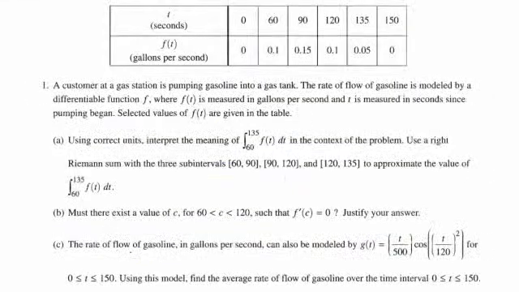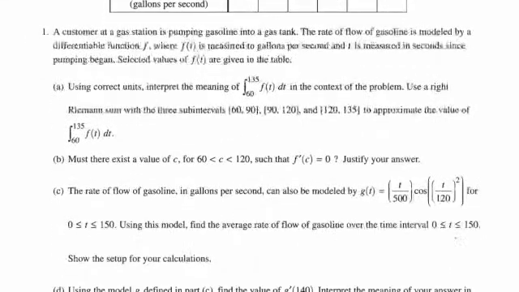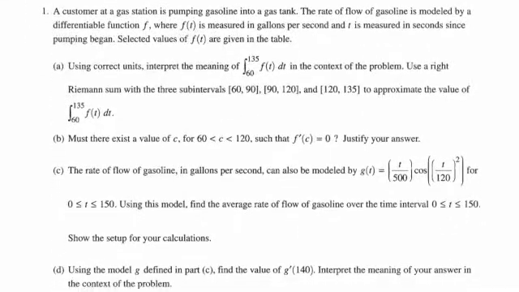Part C says the rate of flow of gasoline in gallons per second can also be modeled by G of t equals t over 500 times cos of t over 120 squared for t from 0 to 150. And also our table is from 0 to 150. Using this model, find the average rate of flow of gasoline over the time interval 0 to 150. Okay, it's part C, and it says show the setup of your calculations.